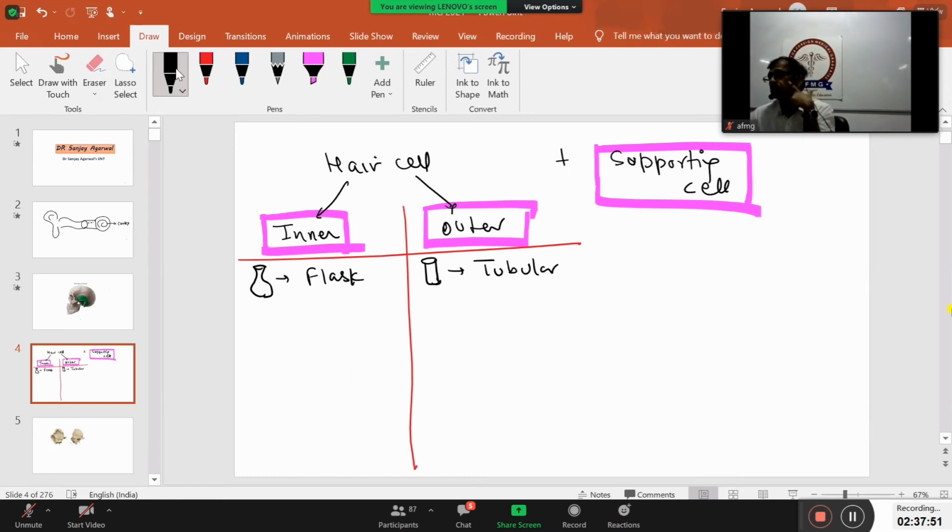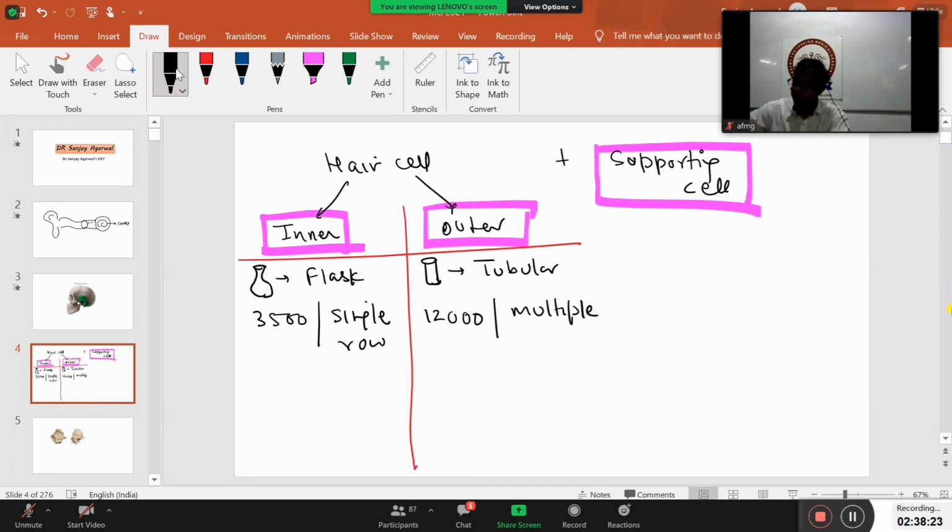Which are more in number, inner or outer? Inner are less, 3,500. Outer are more, 12,000. It's a huge difference. Therefore, tell me, which can fit in a single line, which will fit in multiple lines? Obviously, inner are less, so they can fit in single row. Outer are more, they need multiple rows to fit. So that's logical.